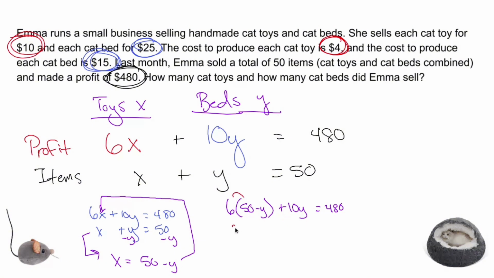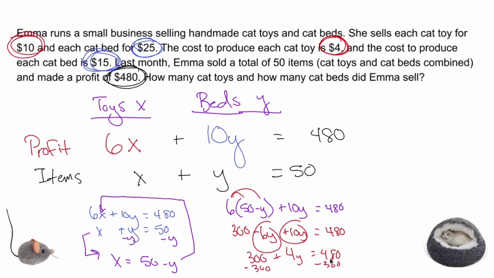6 times 50 is 300, distributive property. 6 times negative y is negative 6y. Drop down the plus 10y. Drop down the equal sign. Drop down the 480. These two combine to make 4y. So I have 300 plus 4y equals 480. I'm running out of space. Let's subtract 300 from both sides. Come up here, and that gets us 4y equals 180. Divide everything by 4, divide everything by 4, and I'm pretty sure that that's going to be 45.